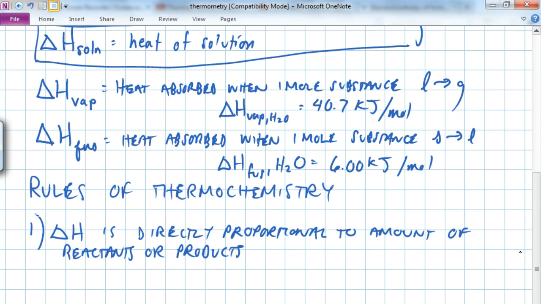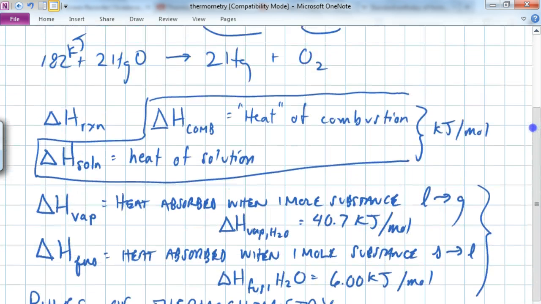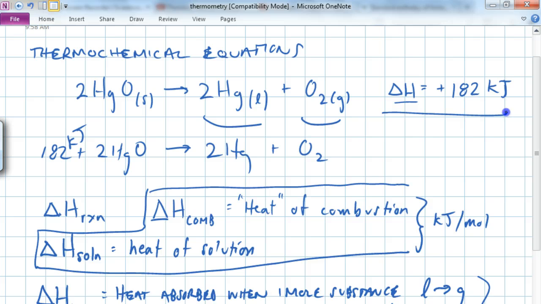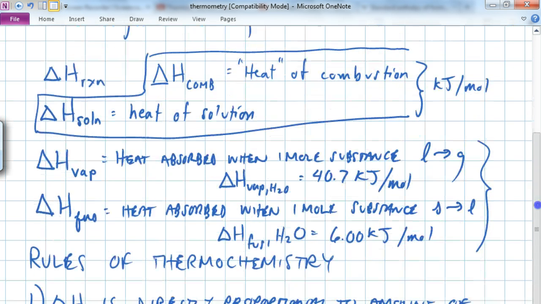Okay, so moving on from there, we have the rules of thermochemistry. These are 3 rules that you're going to be using in solving the various types of problems that we'll be doing. And the first, rule number 1, is that delta H is directly proportional to the amount of reactants or products. And you can kind of see that hinted at here. The fact that these delta H's are listed in kilojoules per mole is telling us this, that this is going to be affected by the amount of stuff that's reacting. And look up here, we can see the same thing. Remember, we said that this number, plus 182 kilojoules, was for a specific amount of mercury 2 oxide decomposing.